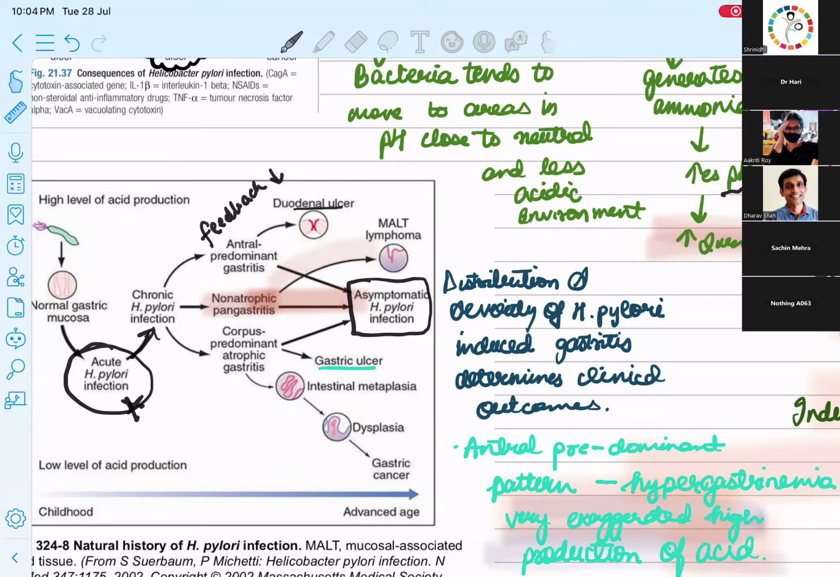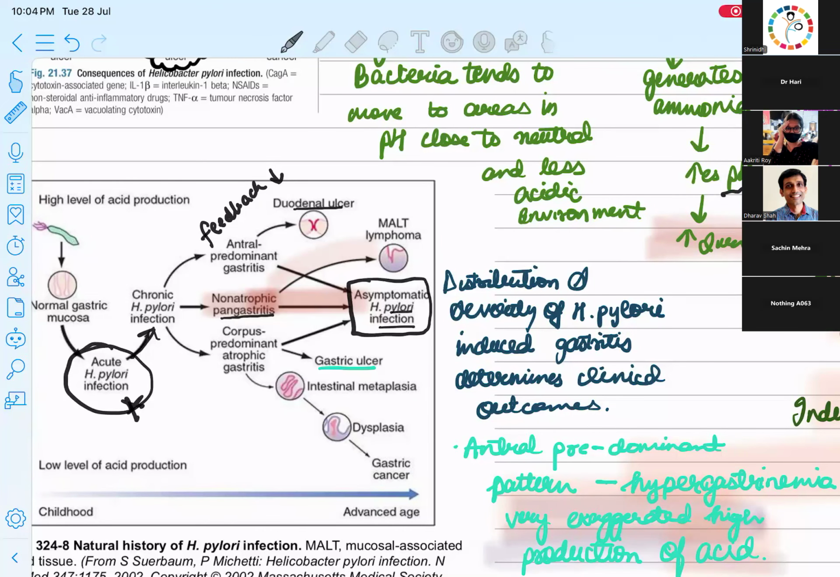It is commonly seen in patients with decreased acid. Now that's a corollary or a paradox, because in pan-gastritis the entire stomach is infiltrated by H. pylori, and because of this the entire gastric acid production is reduced. There are multiple mechanisms that H. pylori uses to reduce gastric acid production.